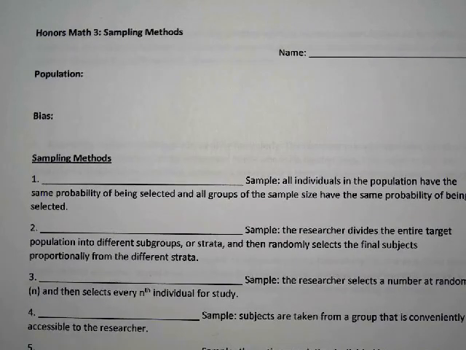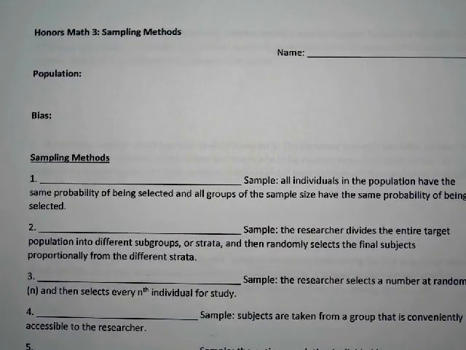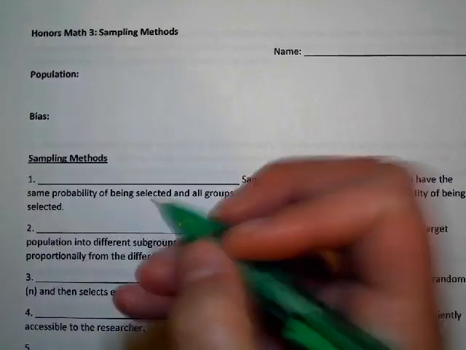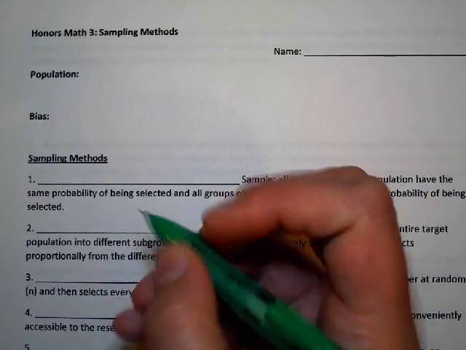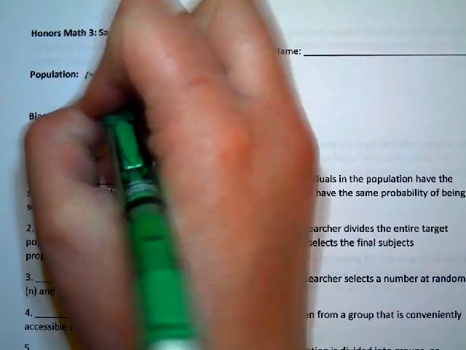Right, in our very brief study of statistics in Math 3, the very first thing we're going to talk about is sampling methods. So two vocabulary terms are going to be kind of important to know in our study of sampling methods for today: first, population. A population is a set of similar items or events.